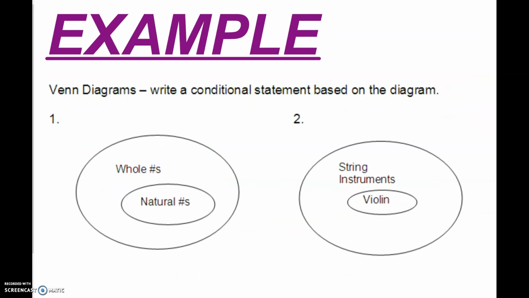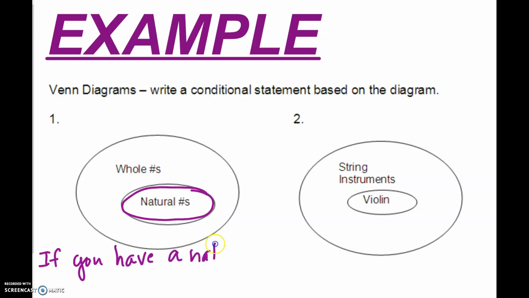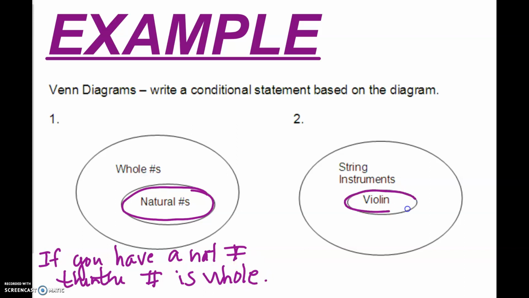All right, Venn diagrams, write the statement that is true. So in a Venn diagram, your subject part is typically the inside box. So if you have a natural number, then the number is whole. In the second one, the violin is going to be your P part, and the string instrument is the Q. So if your instrument is a violin, then it is a string instrument.